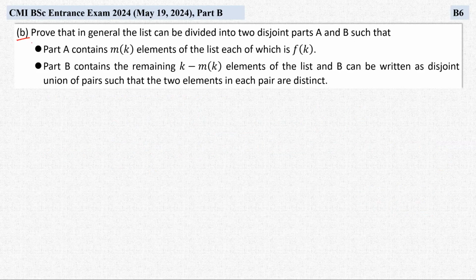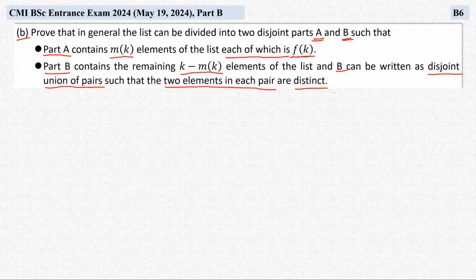Problem B. Prove that in general, the list can be divided into 2 disjoint parts A and B, such that part A contains m of k elements of the list, each of which is f of k. And part B contains the remaining k minus m of k elements of the list, and B can be written as a disjoint union of pairs such that the 2 elements in each pair are distinct.